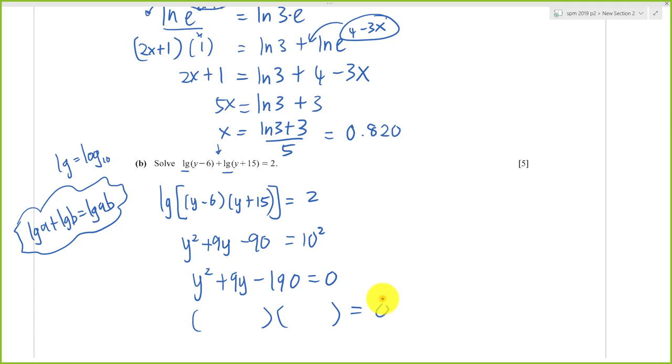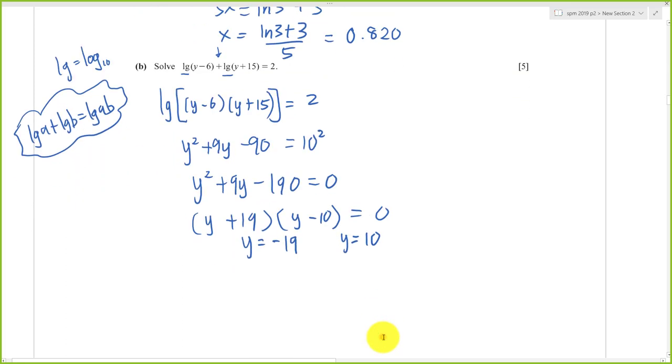Let me use back the old calculator. My A is 1, my B is 9, my C is negative 190. Okay, good. Oh, it can be 19 and 10. So it will be (y plus 19)(y minus 10). Therefore, I will have y equals to negative 19 and y equals to 10.